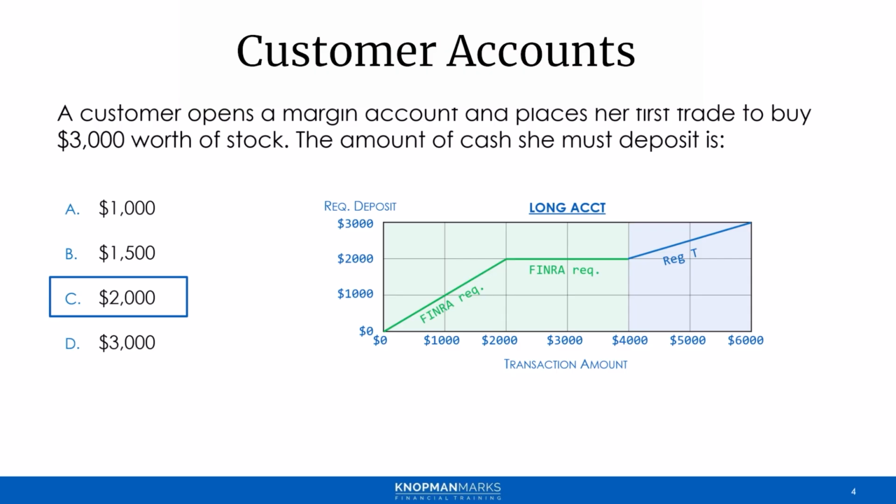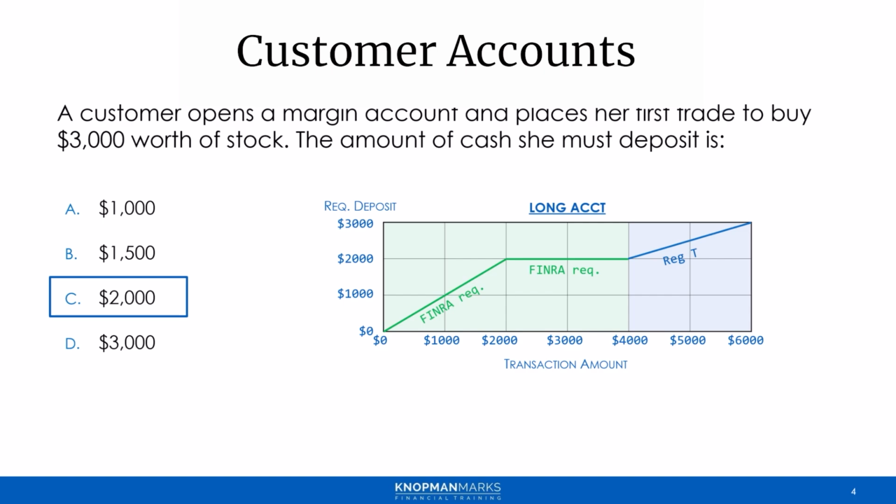So in this case, we're at $3,000. We're dead center in the chart. The FINRA requirement is in play. We have to post the full $2,000 of margin, and we can borrow the other $1,000. What's a little interesting here is this customer could have actually purchased $4,000 and put up the same $2,000. Anywhere between $2,000 and $4,000 of stock purchased requires a $2,000 deposit.